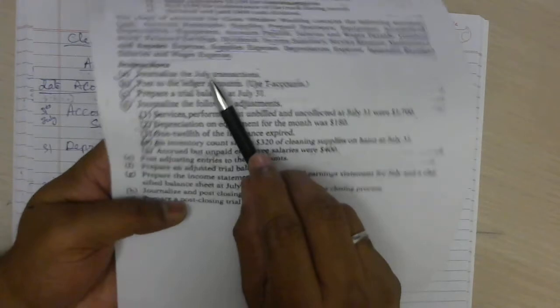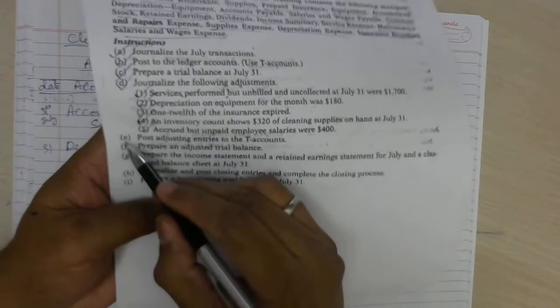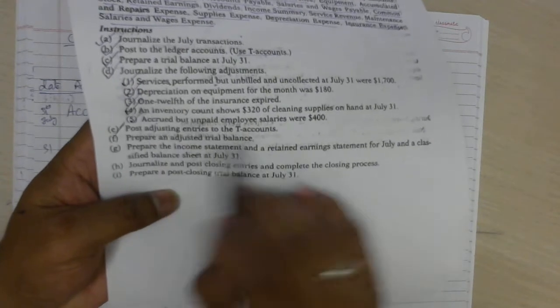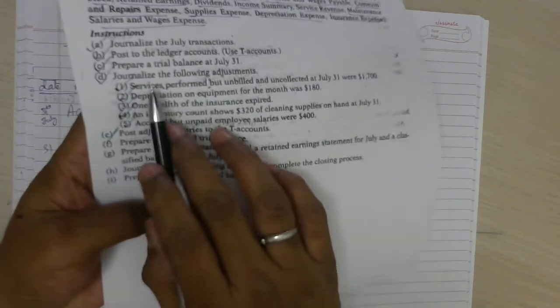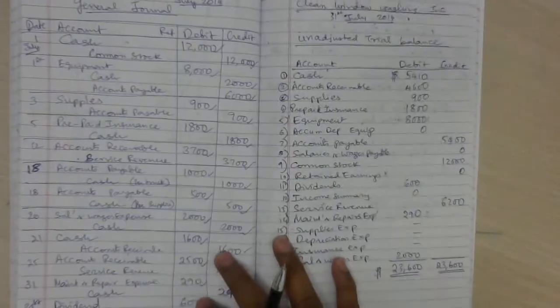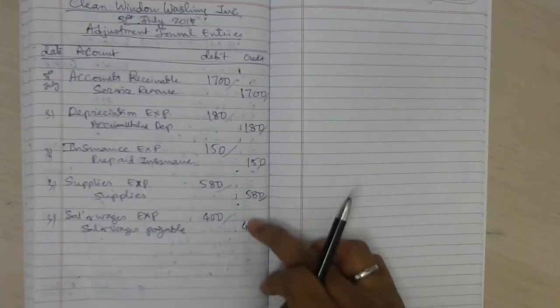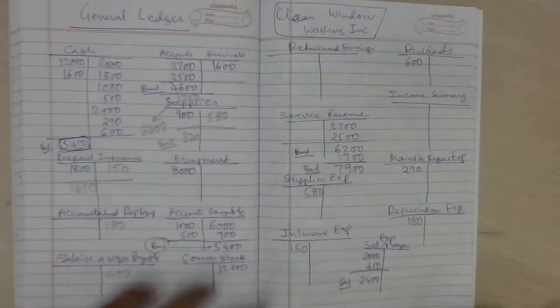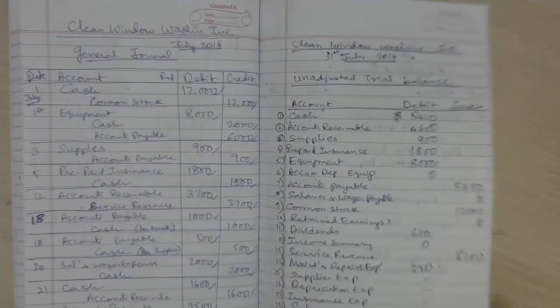In this we finished all these steps: journalizing and posting to ledger, preparing the trial balance, journalizing the adjustments, and even posting the adjustment entries to T accounts. Now, preparing the adjusted trial balance. Preparing the trial balance was part C, and now here it is the adjusted trial balance. This is the unadjusted trial balance, and these are the adjustment entries, which have been posted to the ledger here. From this ledger, I am going to get the adjusted trial balance. Let's start doing that.